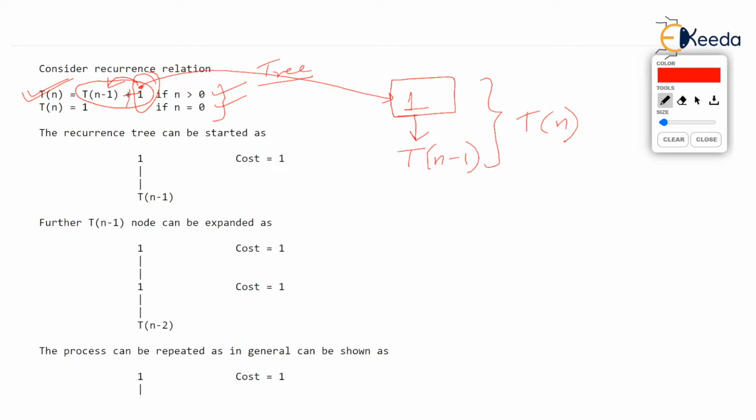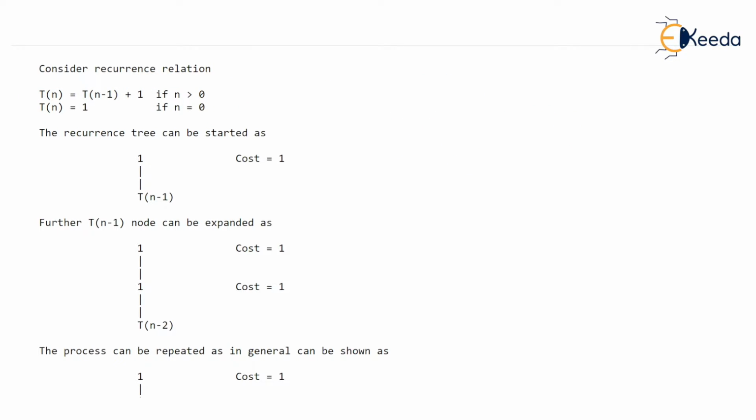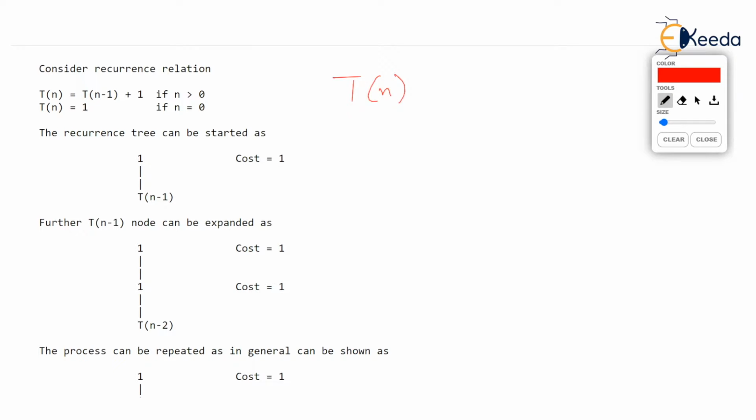Now wait a minute. Suppose the recurrence relation was of the form, let's say, T(n) is equal to 2T(n-1) plus 1. I'm not writing the base case; fine, T(n) will be 1 if n is 0, and this is true if n is greater than 0. This one. So how will you represent the root of this? Now the additive term over here is 1.